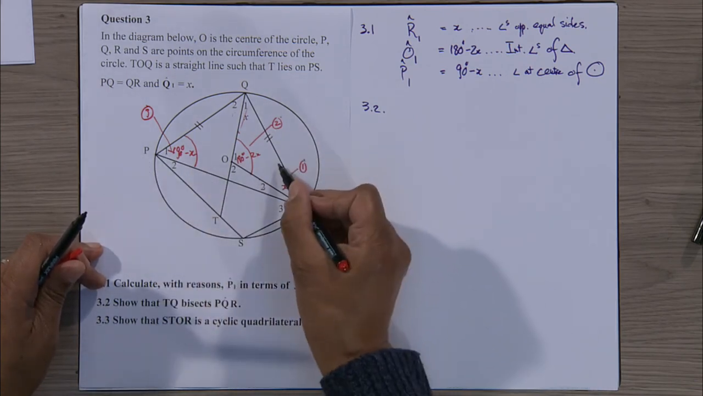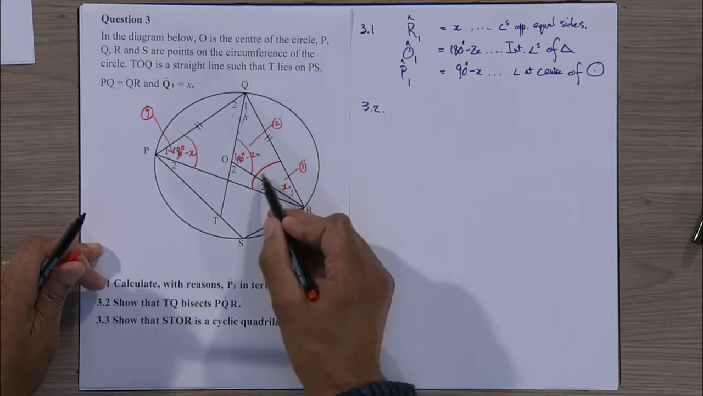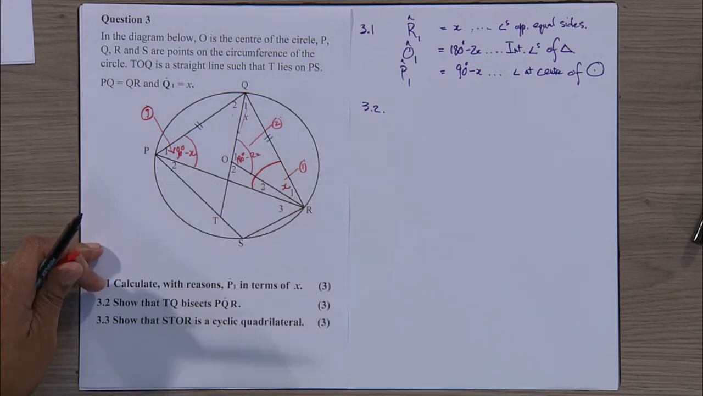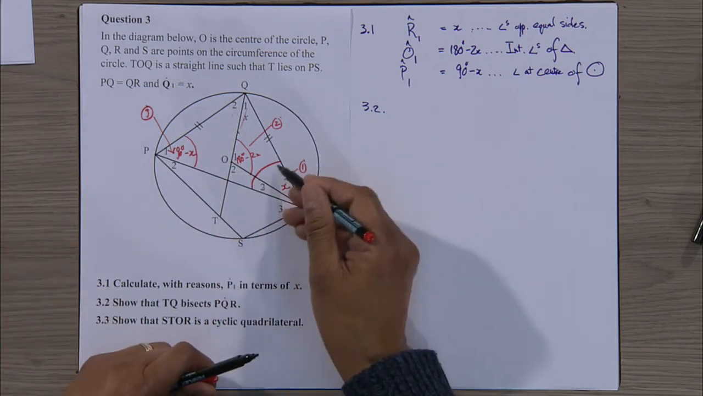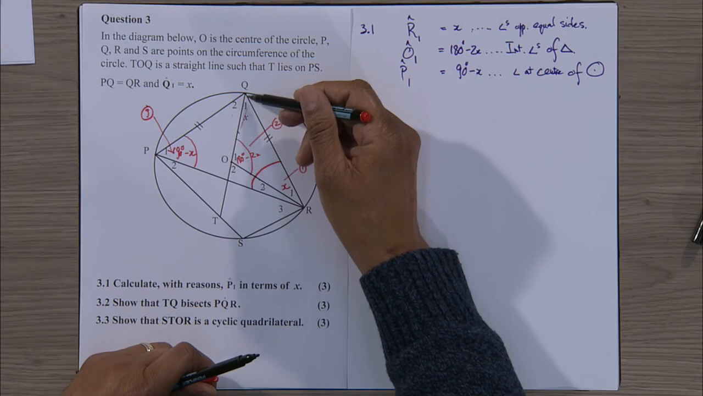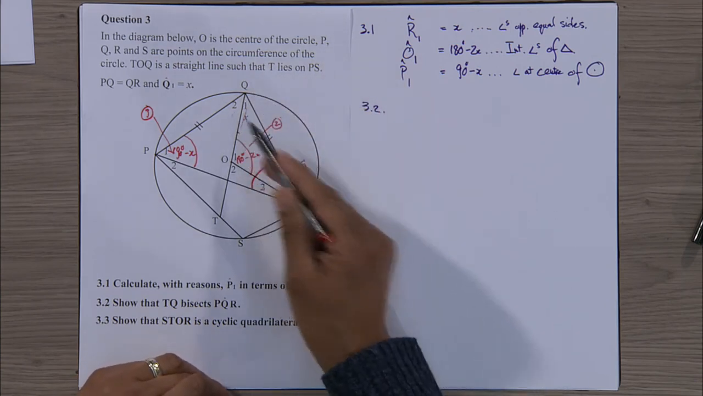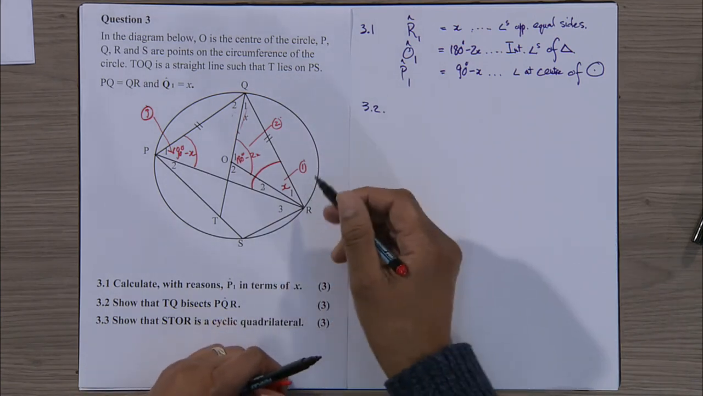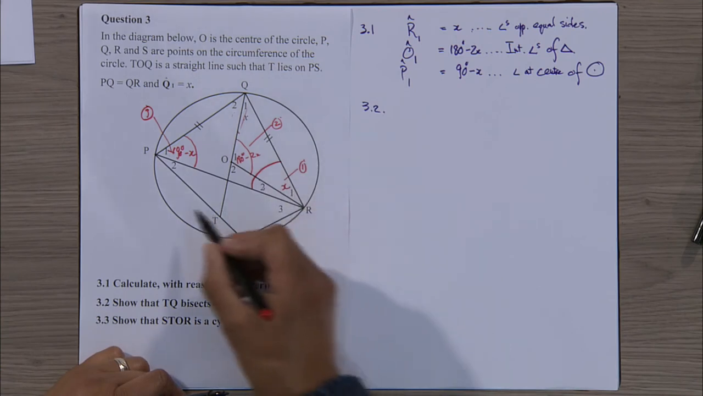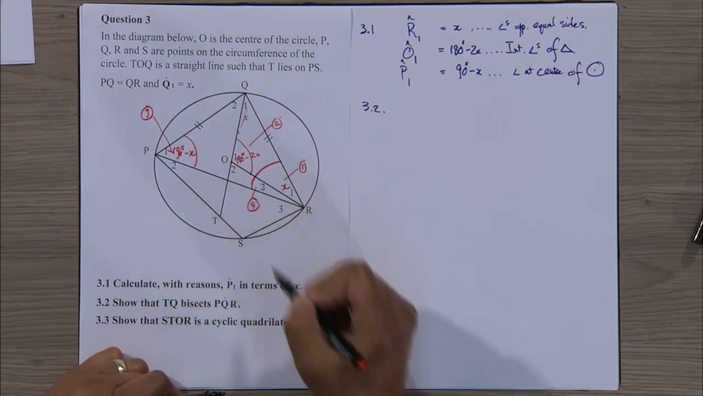So I can safely say that this angle is also equal to that angle, because they are opposite equal sides. And if I have this third angle of the triangle, only that part is left. Right. So that was the first three. That would be my fourth deduction.